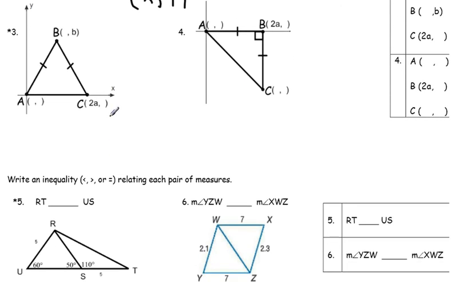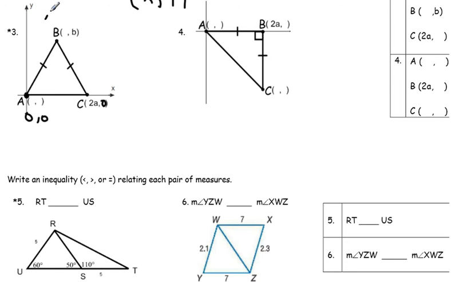Okay, number 3, now you don't have any grids to go by, so you have to go by theory. We know right away that this is the origin, point A, and the origin is 0, 0. Point C, you go over 2a, but you don't go up or down any on the y-axis, so we know this point has to be 0.